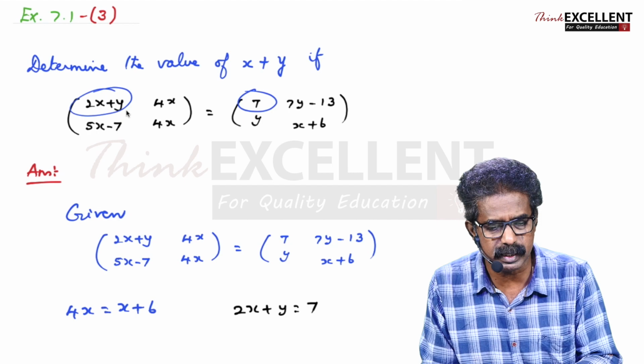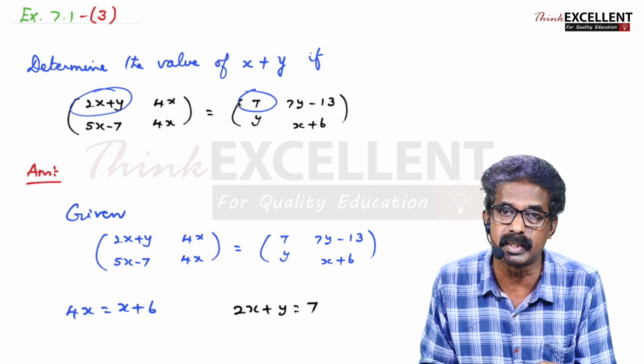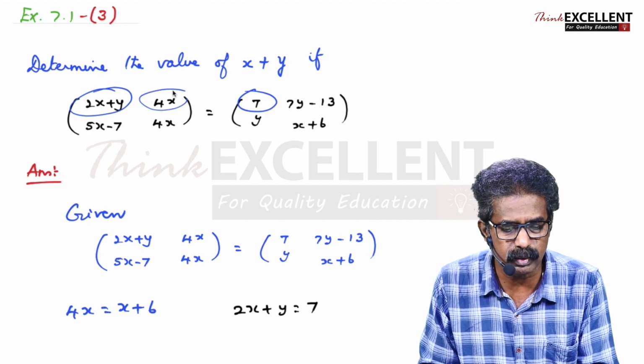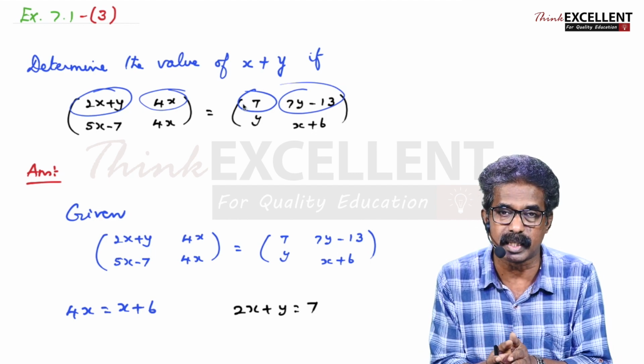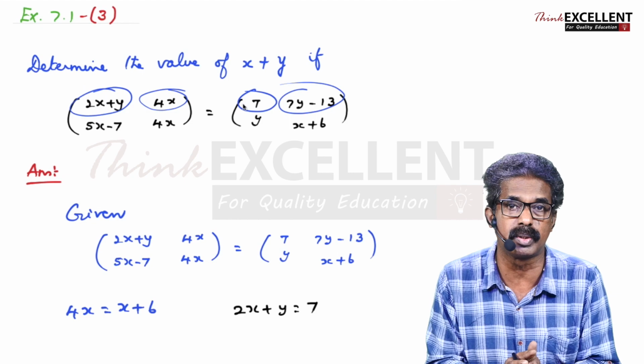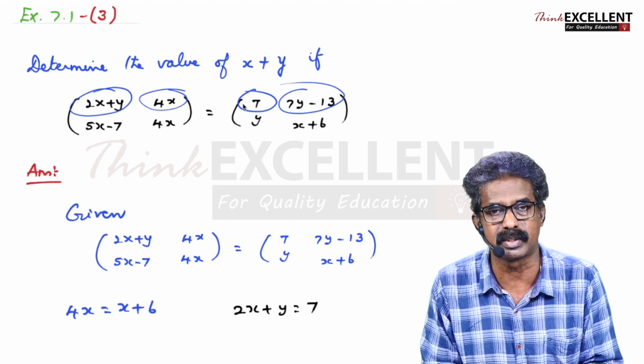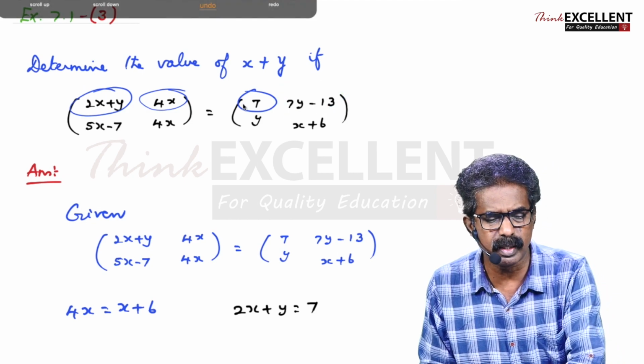That is 2x plus y equal to 7. You will get one equation in x and y. 4x equal to 7y minus 13. You will get another equation in x and y. So 2 simultaneous equations in x and y. Of course, you can solve it. If you have some other easy way, you go for that.